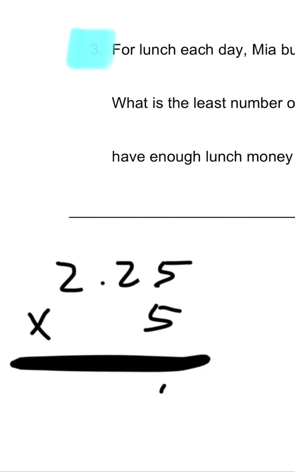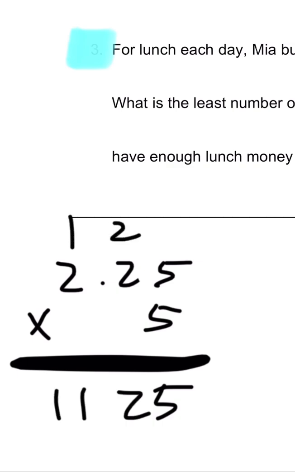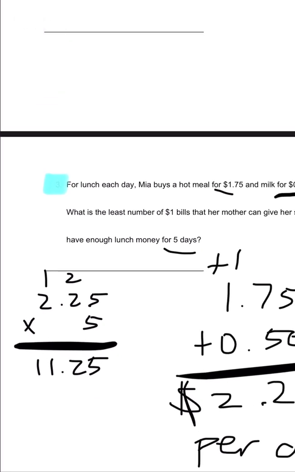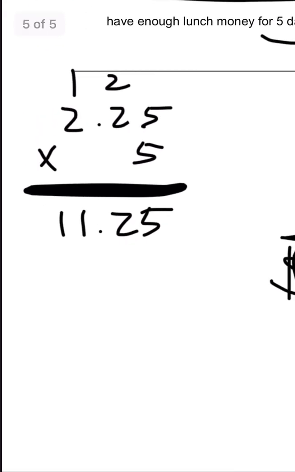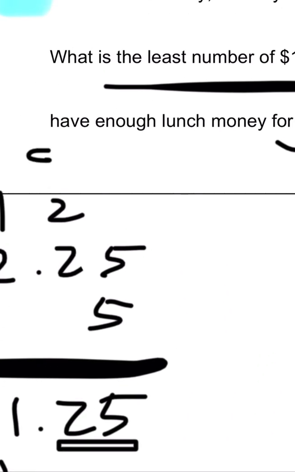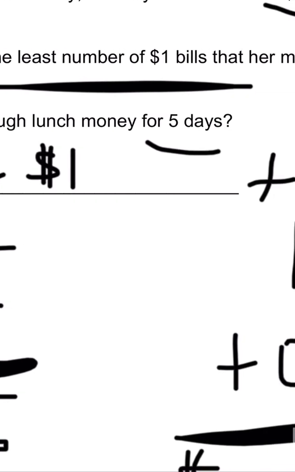Okay, so multiply that out. So we have 1125. It's asking the least number of $1 bills. So if we have 25 cents, we want to round up this dollar bill to $12. So your answer is 12 $1 bills.